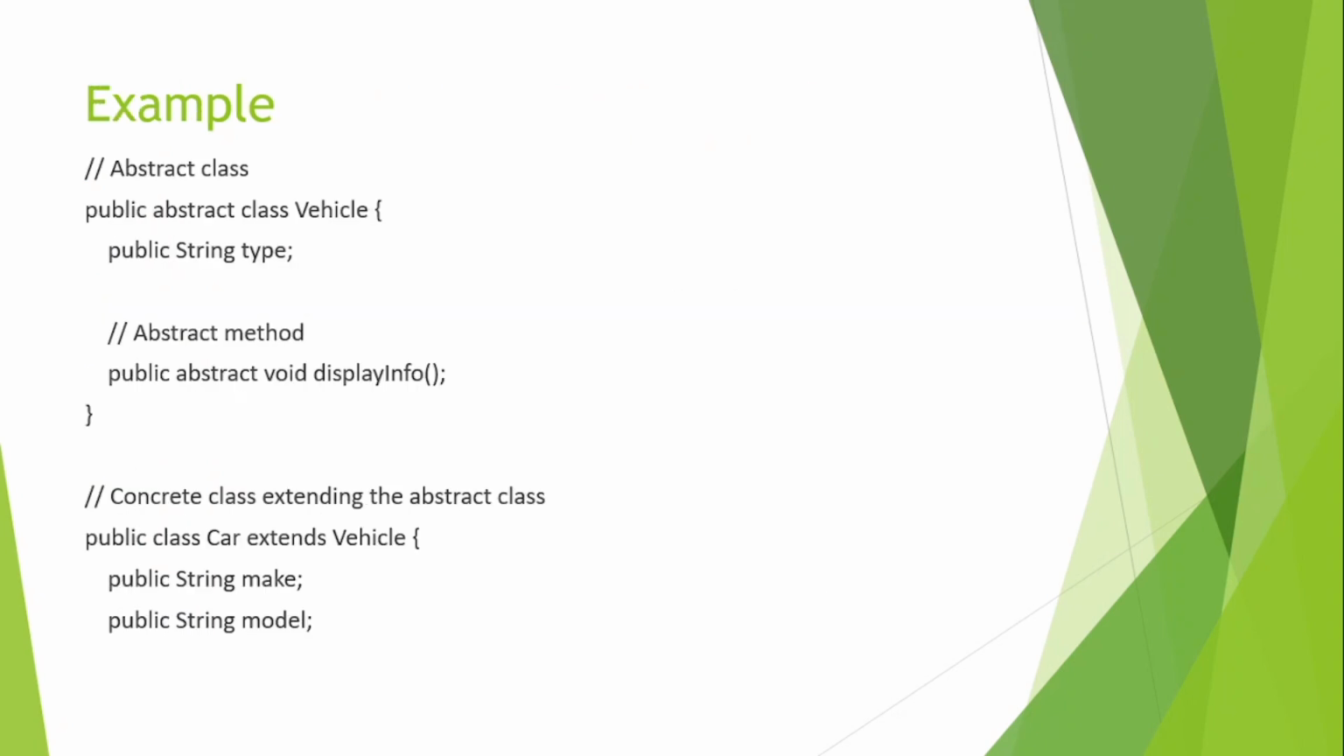Let's see an example. Abstract class. So public abstract class Vehicle, string data type, we had taken type. Abstract method: public abstract void displayInfo.